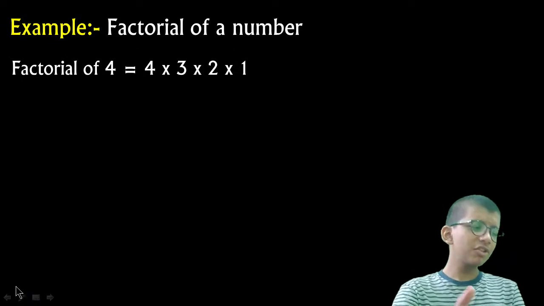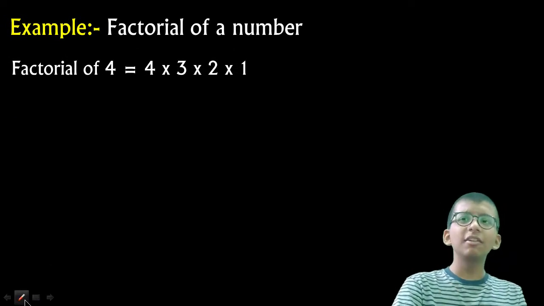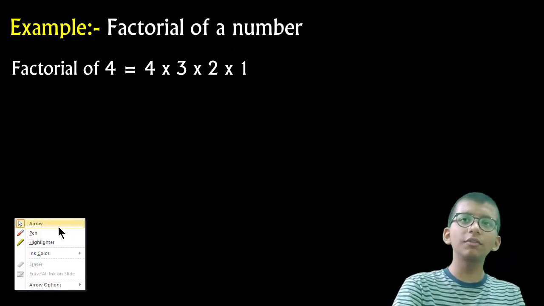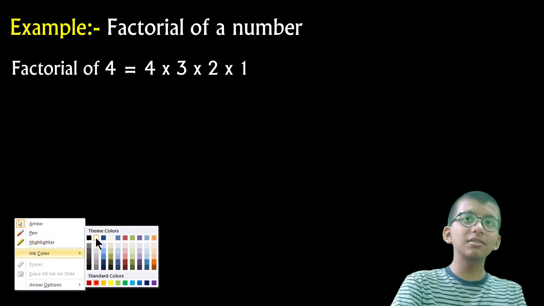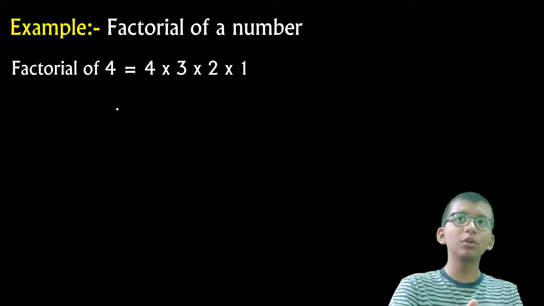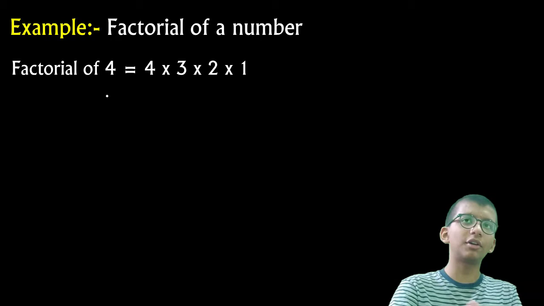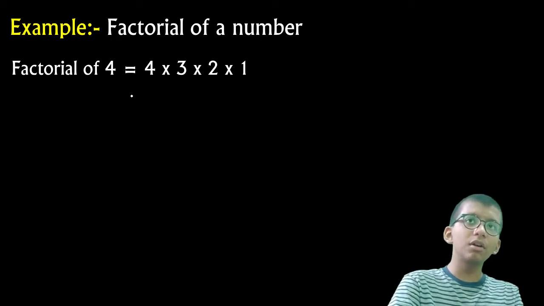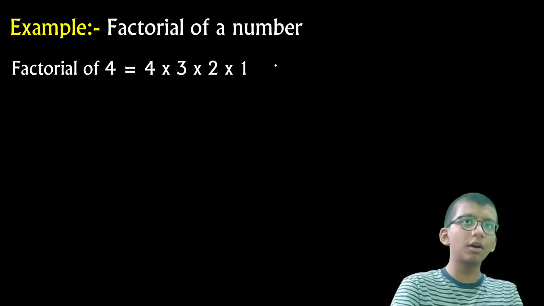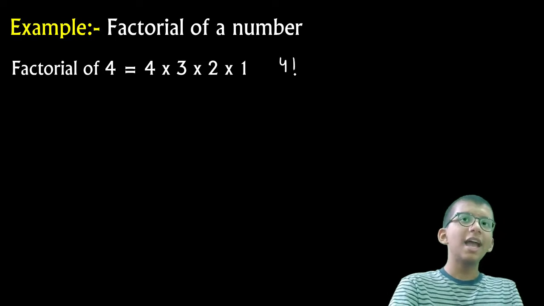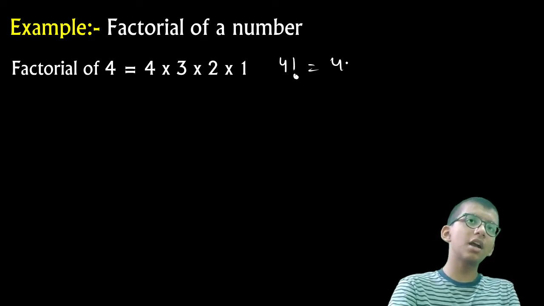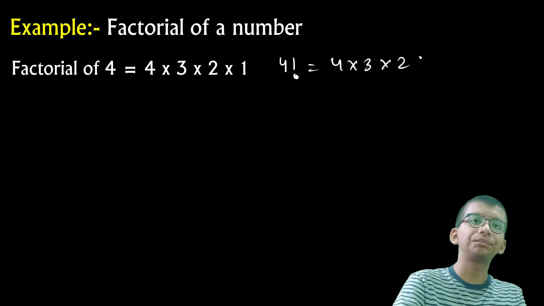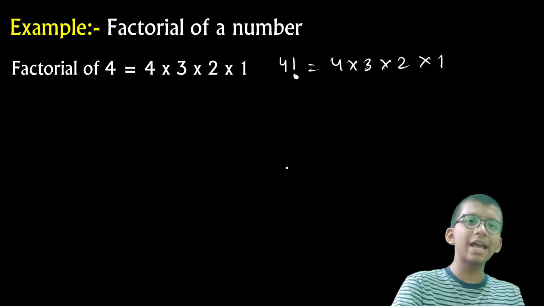First of all, the logic is how do we take out the factorial of a number? Let's say you want the factorial of 4. How do we do that? We multiply 4 times 3 times 2 times 1. So the short form is the factorial of 4 is 4 times 3 times 2 times 1. This is how it works.